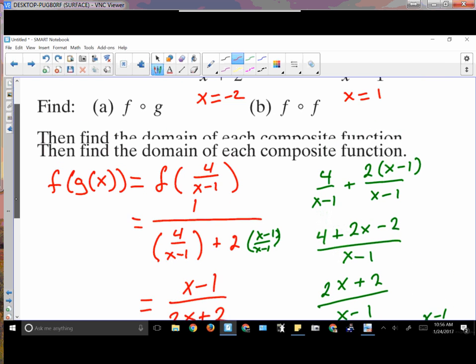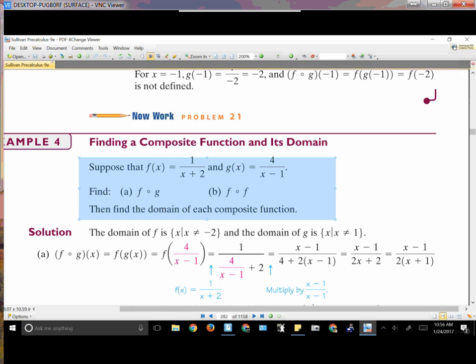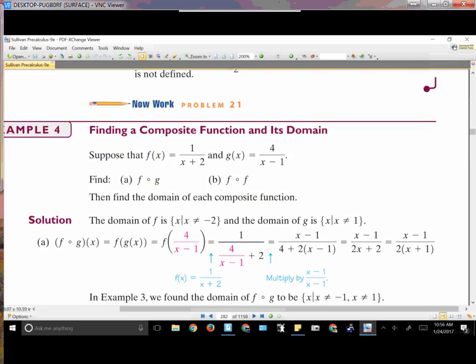So I've got the composition of the function. What about its domain? Let's take a look at how they worked things out and see if they ended up in the same place. I did. They got it all worked out. So the domain can't be negative 2 and the domain of g cannot be 1.